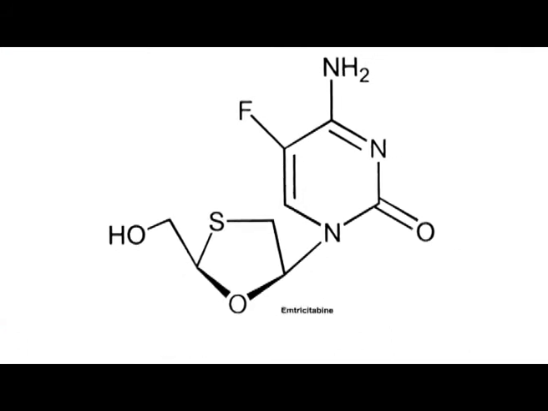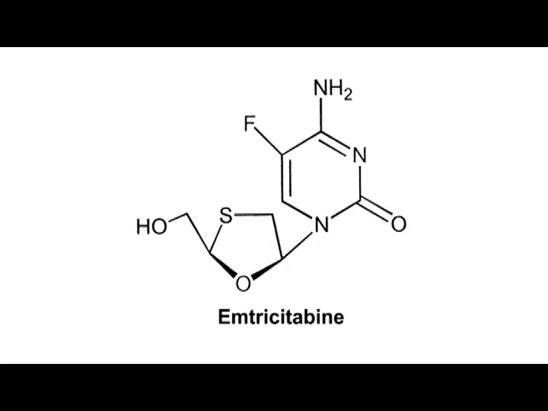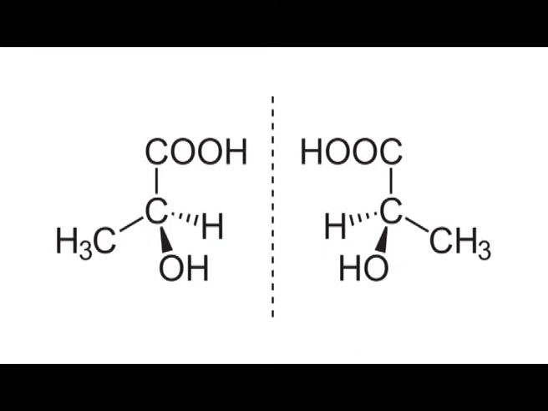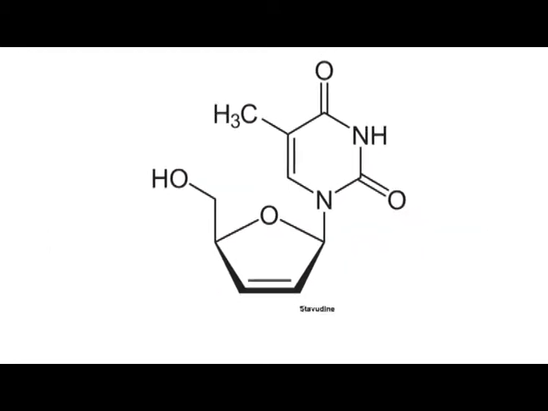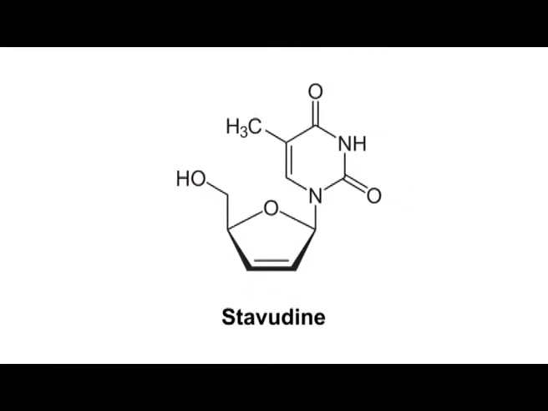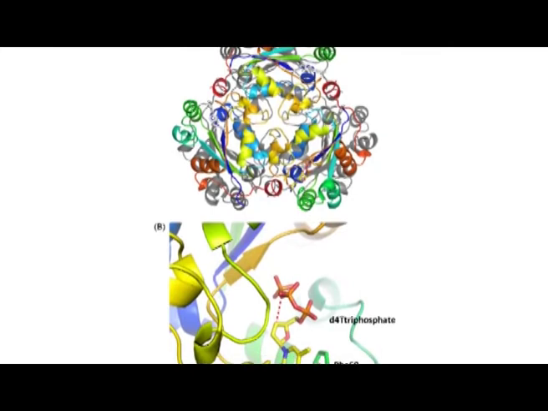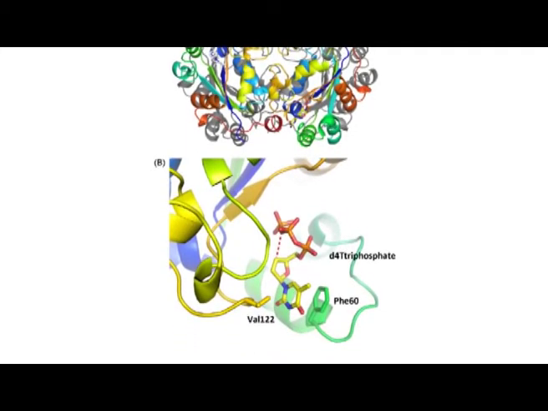Emtricitabine. Emtricitabine is an orally active nucleoside reverse transcriptase inhibitor. Its enantiomer is more active than its isomer. Stavudine. Stavudine is a pyrimidine nucleoside analog that has significant activity against HIV-1 after cellular conversion of the drug to d4T triphosphate. Next, non-nucleoside reverse transcriptase inhibitors.